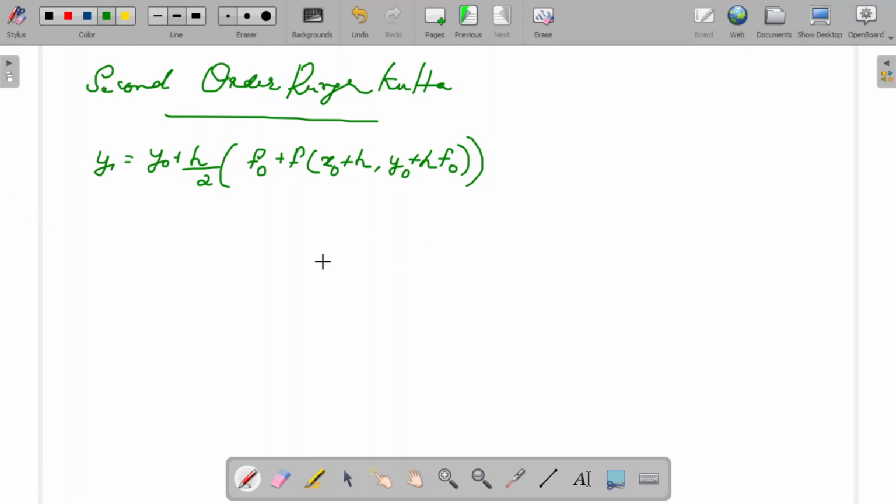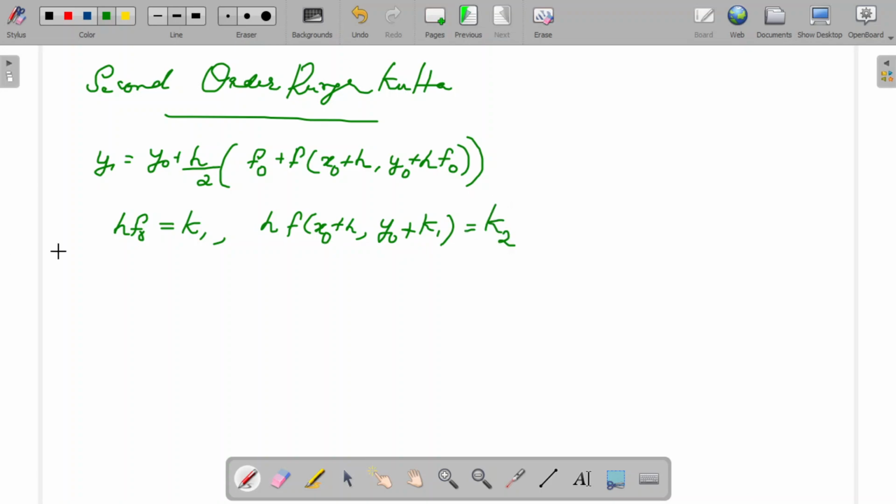Now I'm going to make another assumption. Let me call h into f0 as k1. And here also I am going to write h into f of this part, that is f of x0 plus h, y0 plus h into f0. h into f0 is k1, so y0 plus k1. Let me call this k2.